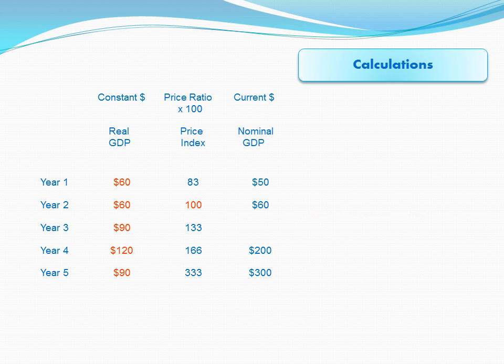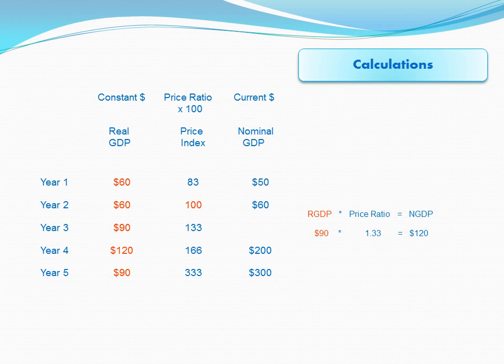So let's look at that. The relationship is that real GDP times the price ratio is equal to nominal GDP, and this is just the one equation that you need to recognize and know. Just plug the numbers in here. Real GDP of 90 times 1.33.